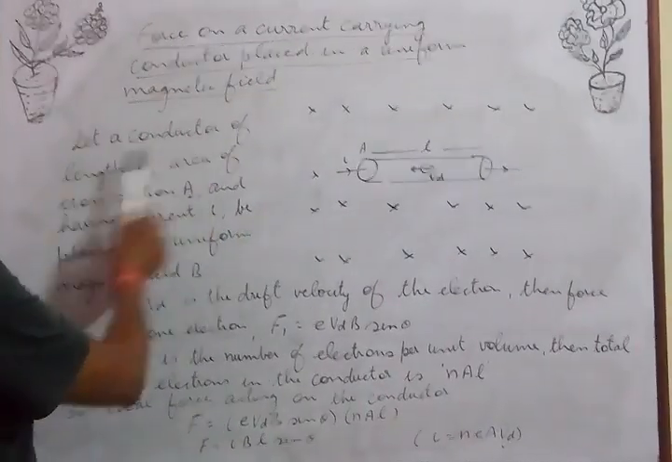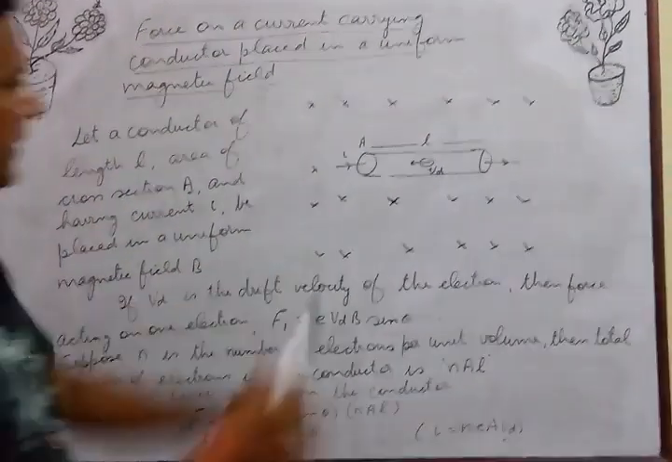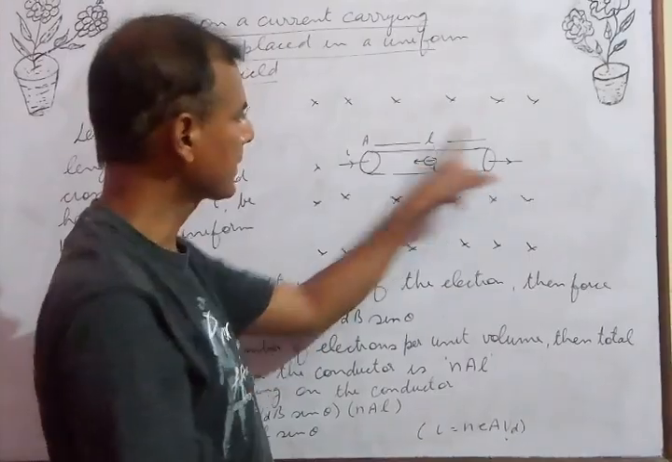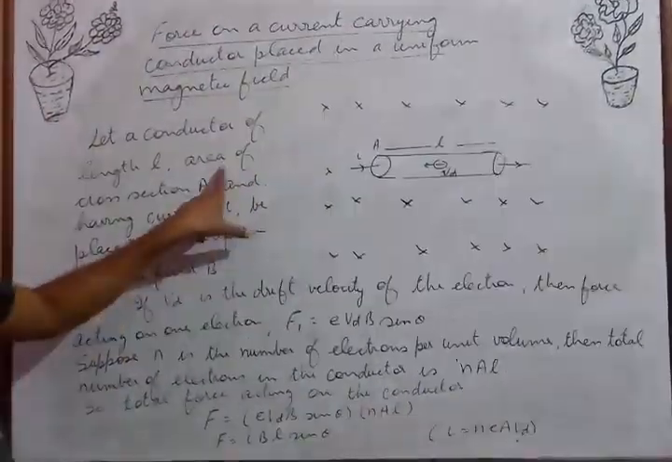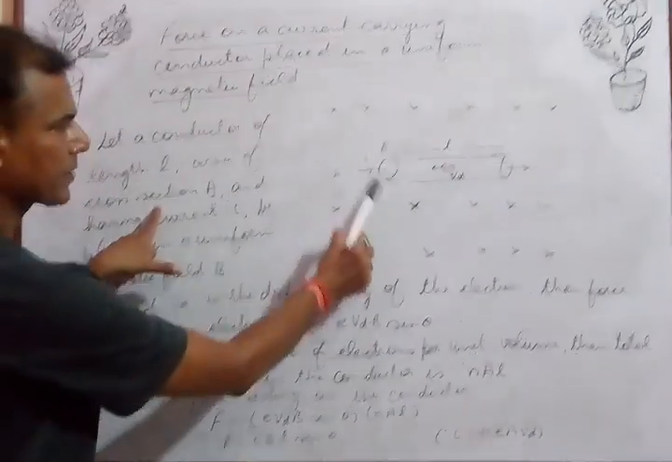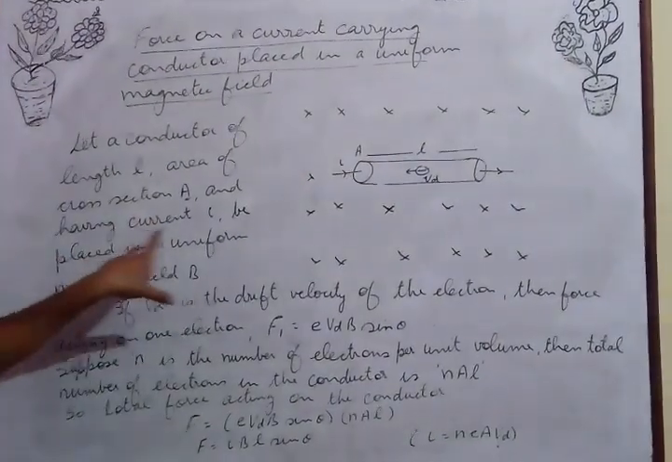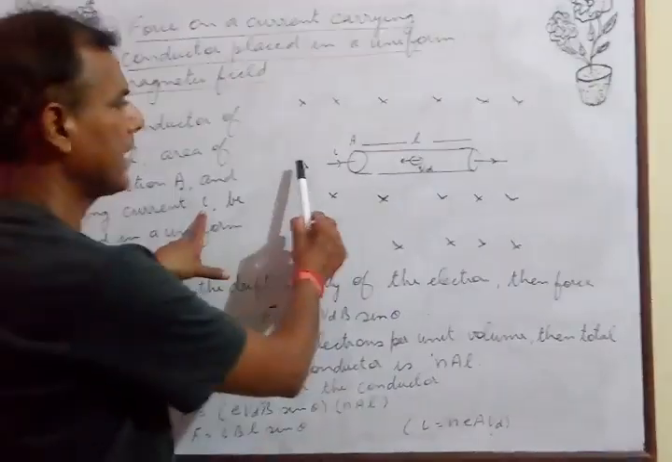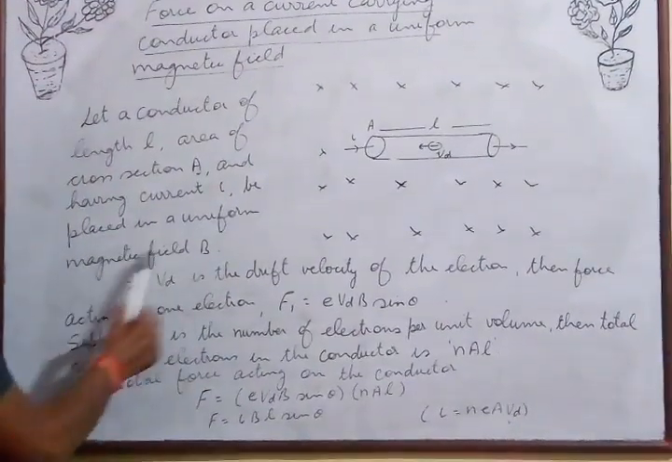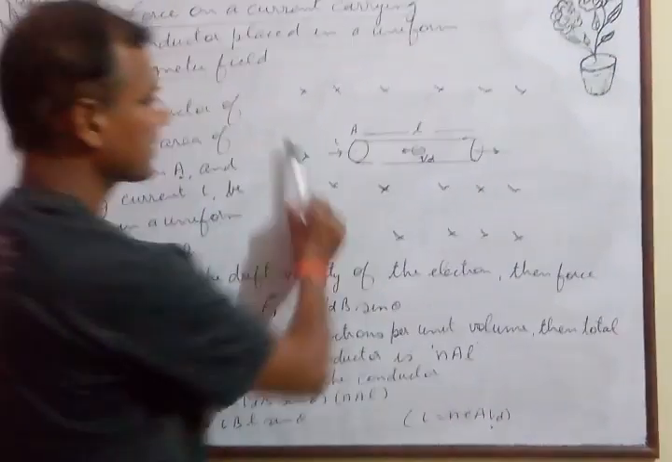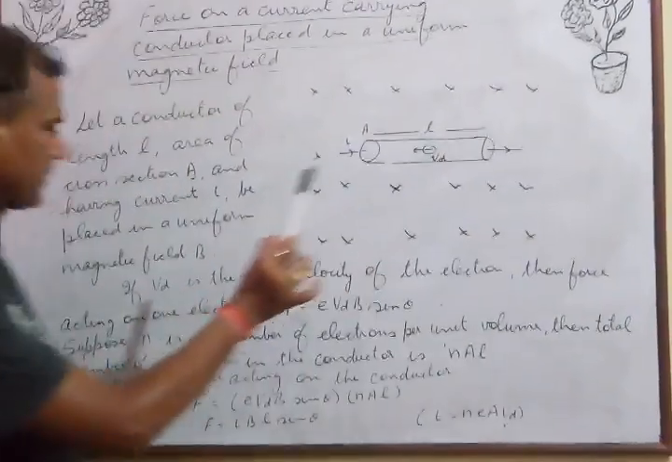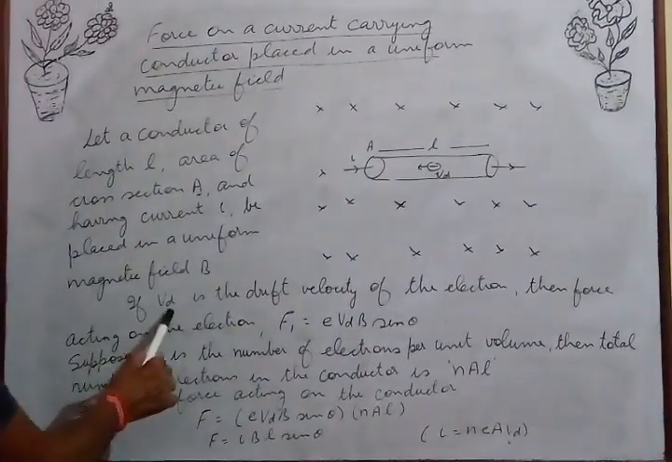Let us take a conductor of length L and area of cross section A, having current I flowing through it. This conductor is placed in a uniform magnetic field B.